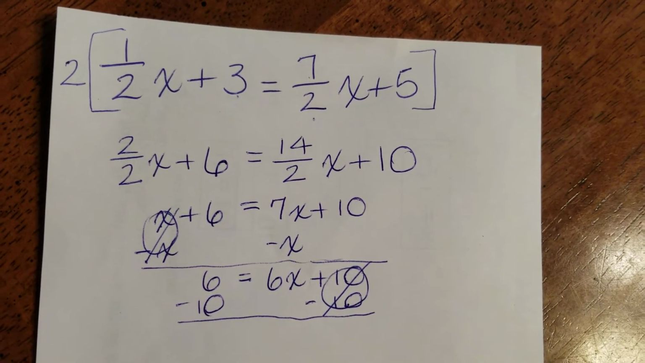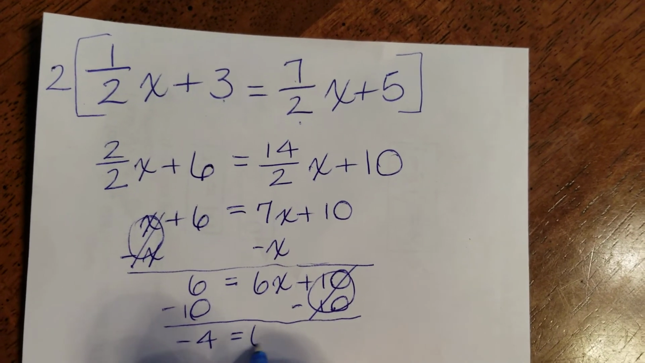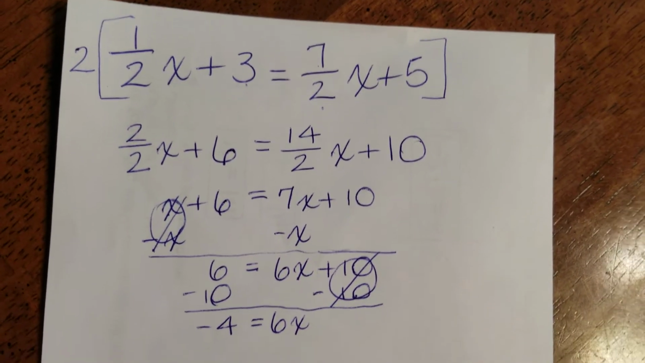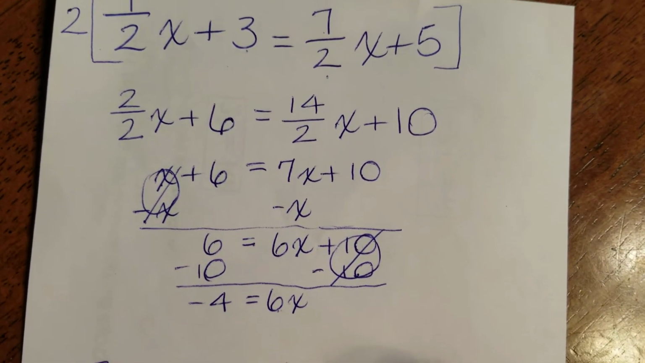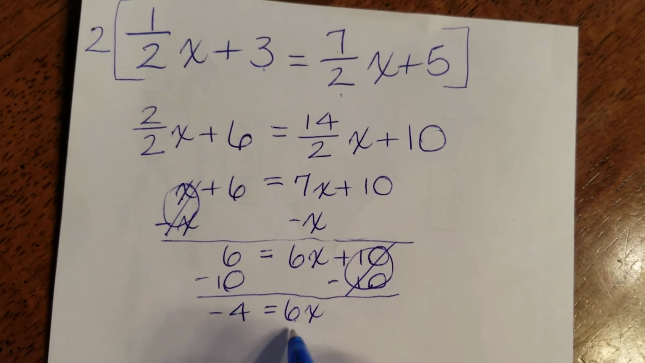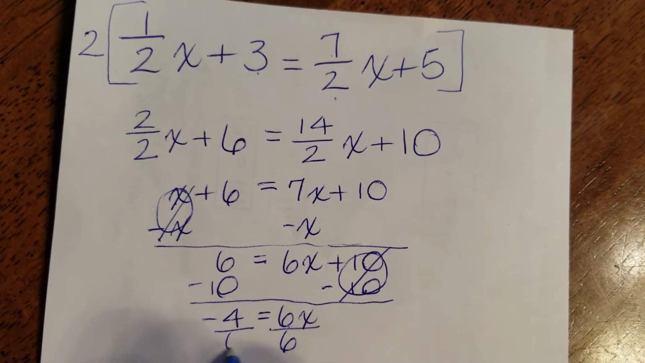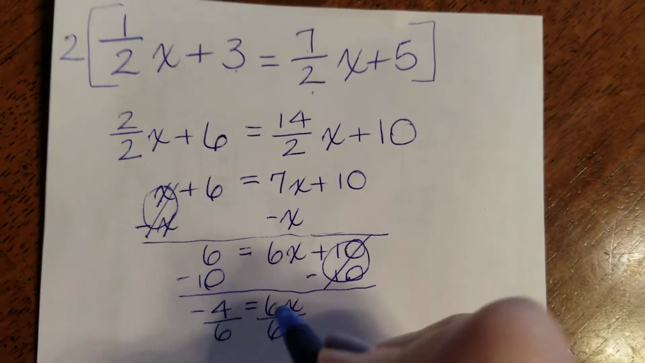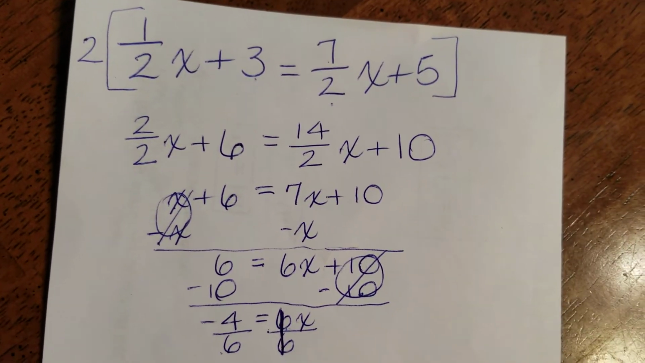Now you have 0 here. So we have -4 equals 6x. Now we need to divide by our coefficient of x because we want 1x. So we'll divide by 6 and divide by 6 on this side. So now we have 1x equals -4/6.